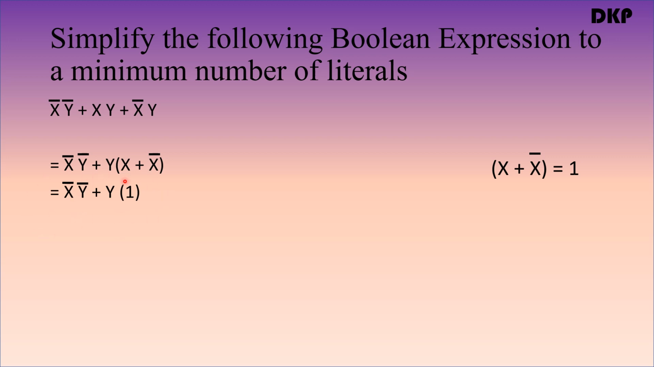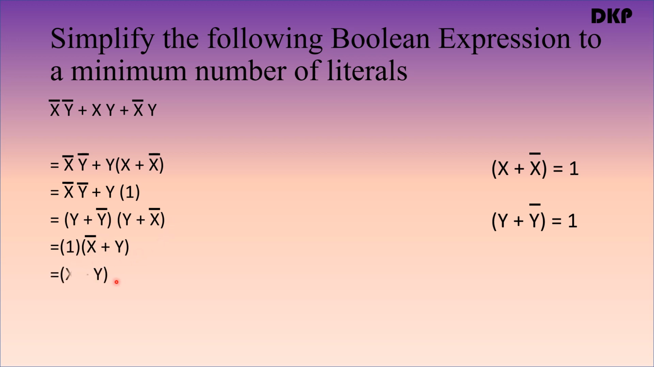Now what is X bar Y bar plus Y? From the law, we can write X bar Y bar plus Y is Y plus Y bar into Y plus X bar. Now, what is Y plus Y bar? Y plus Y bar is equal to 1. Therefore, in the next step, you can write 1 into X bar plus Y, which is equal to X bar plus Y. This is the reduced expression or the simplified Boolean expression.